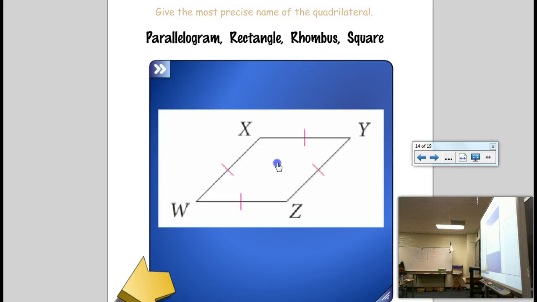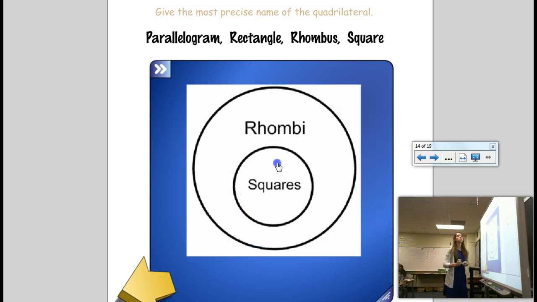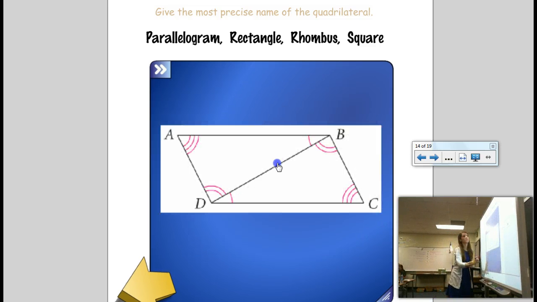Matt, what is that one? Rhombus. Very good. All sides congruent makes it a rhombus. Number 4 is a rhombus. Next one. I'll let you answer it before I ask someone to say the answer.